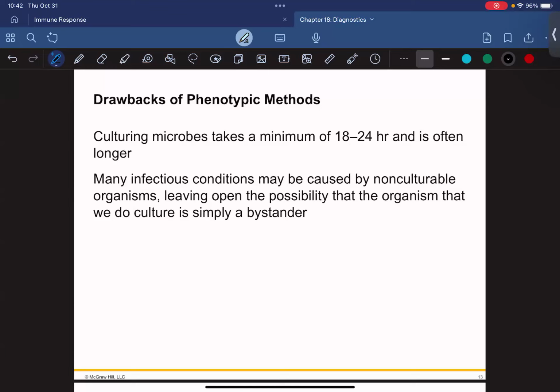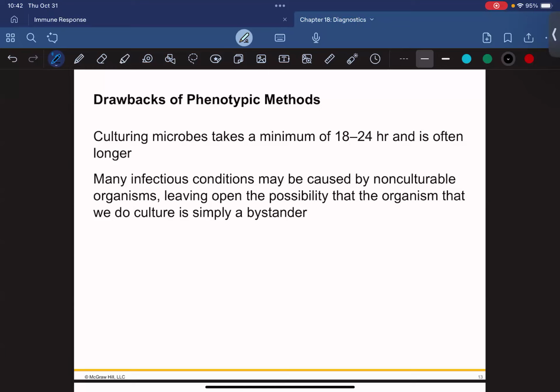Mycobacterium takes at least a week to grow, and that's the ones that grow fast. The fast ones will grow in a week. The other ones will sometimes take months to grow. So that's a problem. That's prohibitive if you're going to rely on culture. Now you probably could think at this point, well, if you think that it is tuberculosis, could you just do PCR? Absolutely. But what we're saying here is that phenotypic methods can sometimes be prohibitive if you're relying on culture.